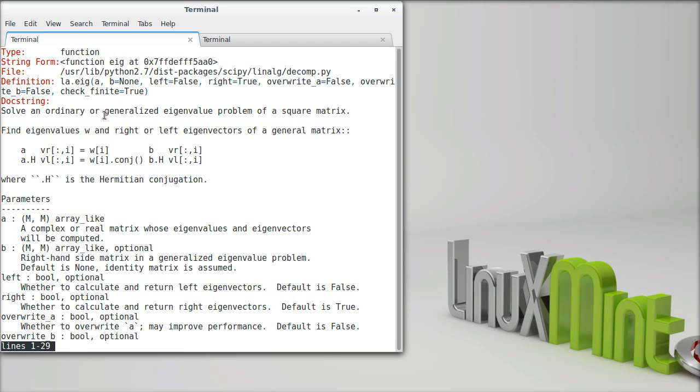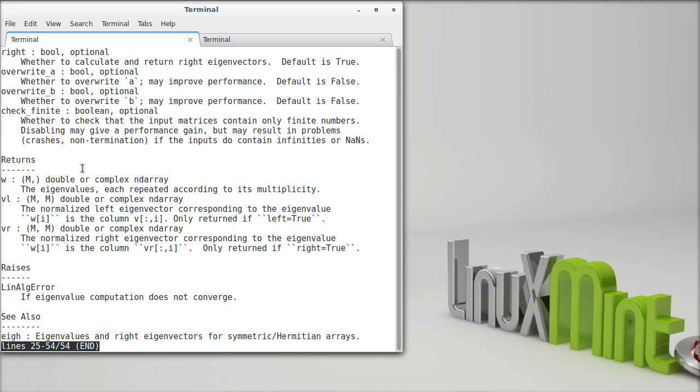Really, all we need to feed it is a matrix, and it's going to return W. Well, it calls it W. We call it lambda. I'm going to continue to call it lambda, which is the matrix of eigenvalues. And depending on which one we pick, we're going to be dealing with right eigenvectors, so what they call VR here, what we called in class V, is this m by m matrix that contains the eigenvectors for each of the eigenvalues.